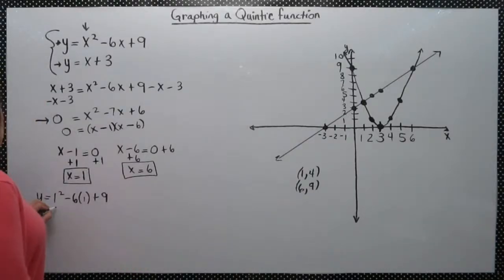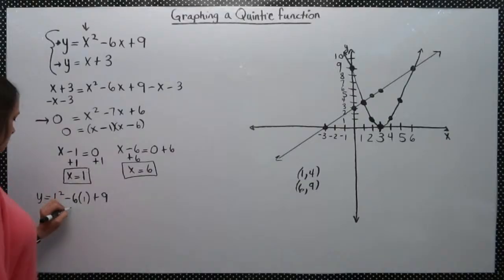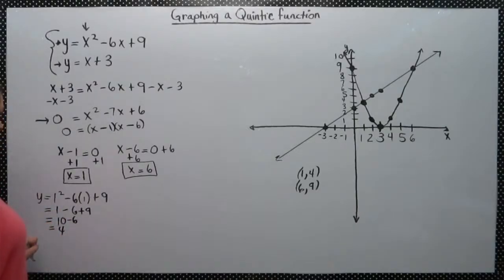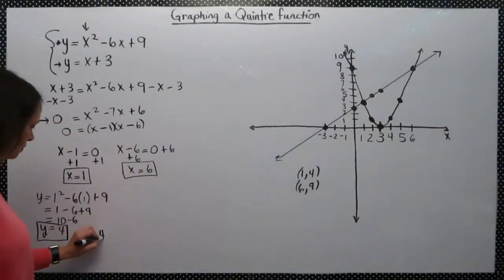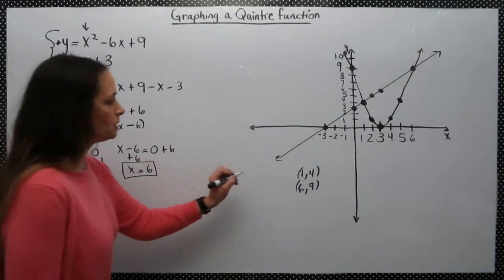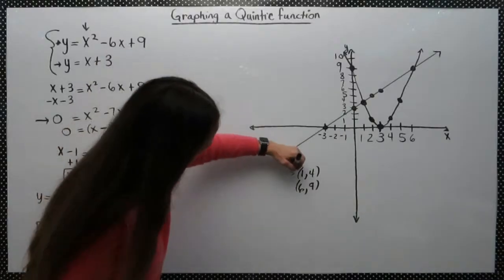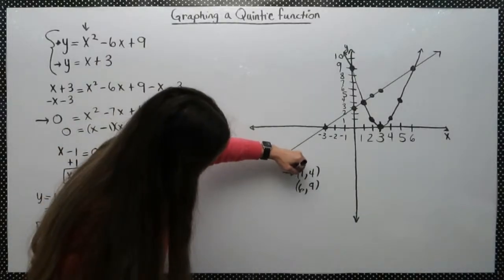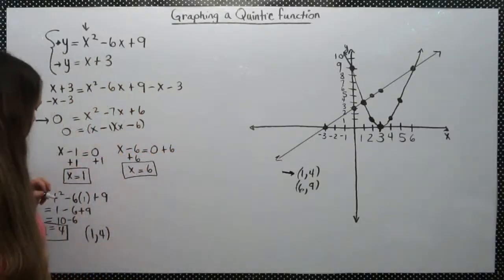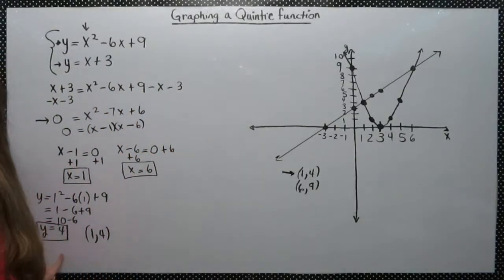Okay, 1 squared is 1, minus 6 times 1 is 6, plus 9. So that is 10 minus 6, which is 4. So we have when x is 1, y equals 4. So we have that ordered pair 1, 4. And we already found that graphically. But this is just one of the methods of solving it.